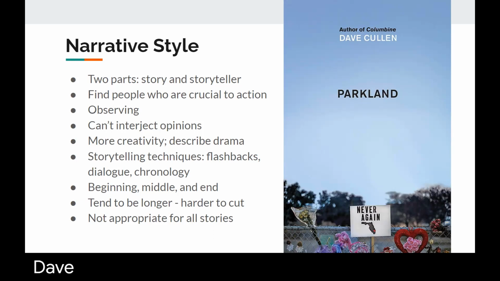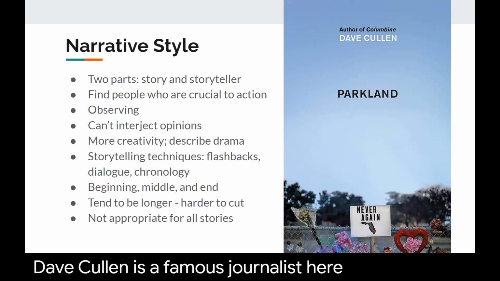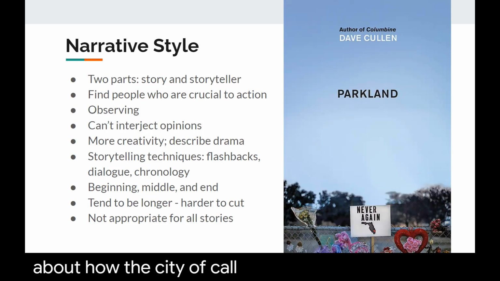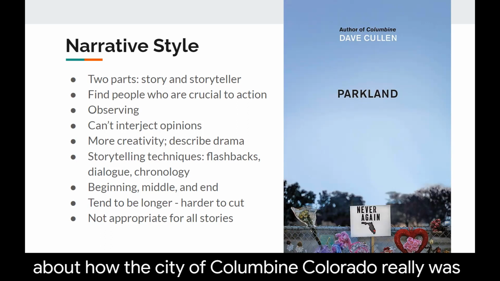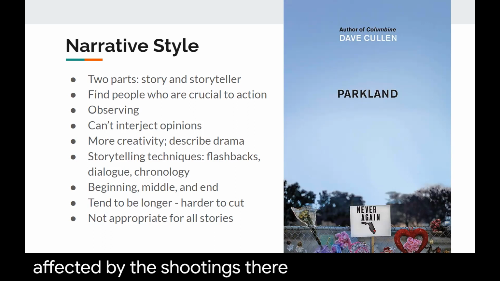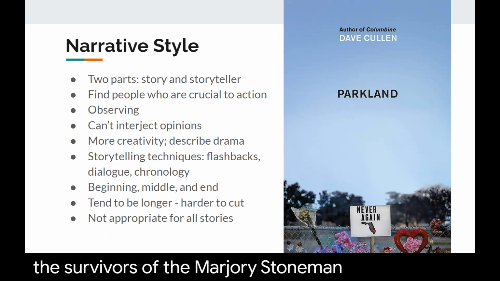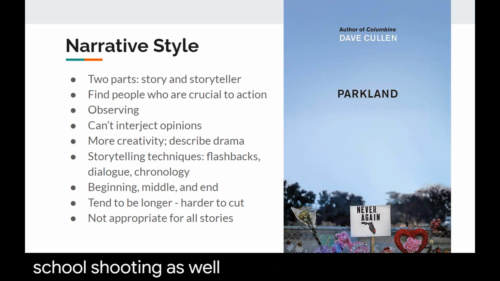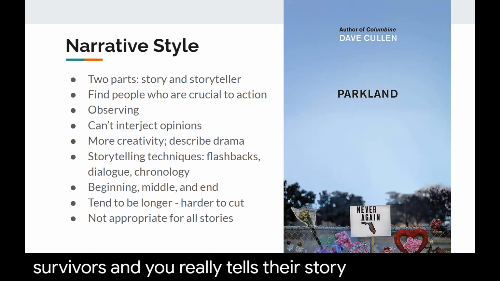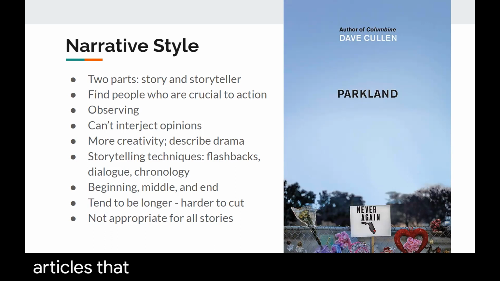So Dave Cullen is a famous journalist. He actually wrote the book Columbine and talked about how the city of Columbine, Colorado really was affected by the shootings there. And then he recently wrote a book called Parkland, which is obviously about the survivors of the Marjorie Stoneman Douglas school shooting as well. Now, the interesting part about both of these books is he speaks to the survivors and really tells their story through these articles that are put into a larger novel or book.